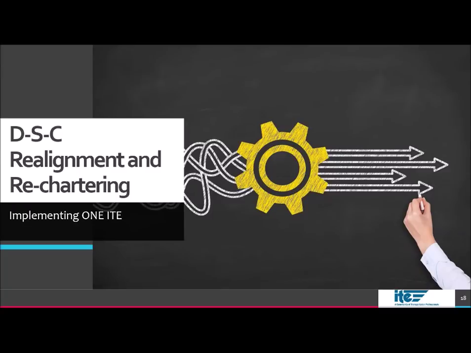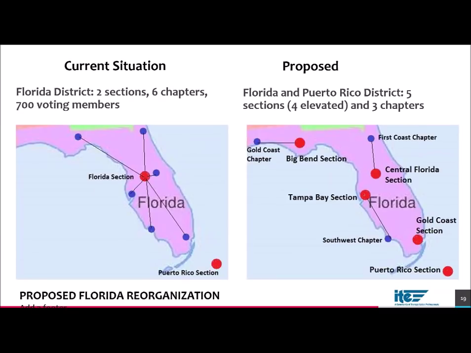With respect to district, section, chapter realignment and rechartering, I already talked about the need and the intent to recharter all of our districts, sections, and chapters to provide consistency with the Constitution and the new definitions. As we've looked at the map, there are a number of areas of inconsistency. One of those is Florida. I mentioned that already. Currently, Florida is organized, as you see on the left there, with two sections, the Florida section and the Puerto Rico section, with a handful of chapters. And so effectively the geography of the district and the geography of the Florida section are almost one and the same. And there isn't a clear hierarchy of district, section, and chapter on the boards.